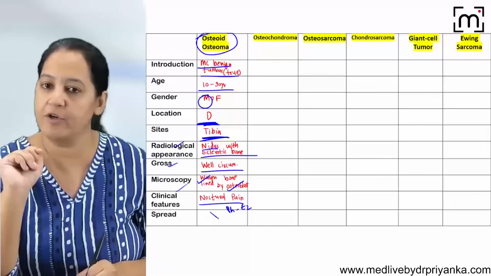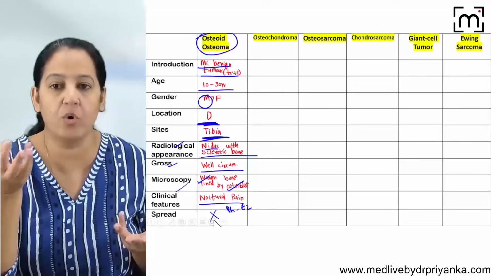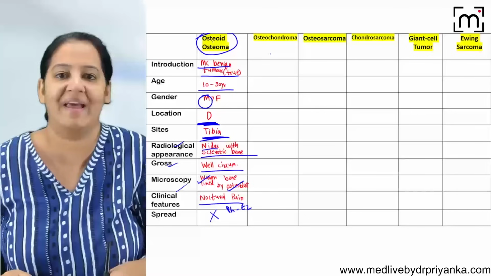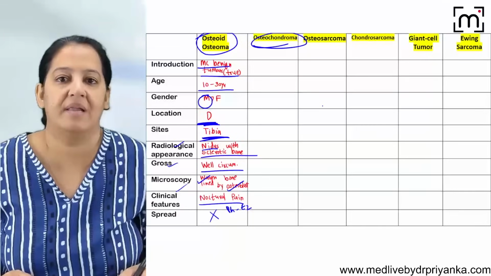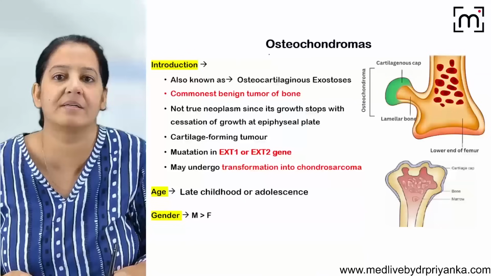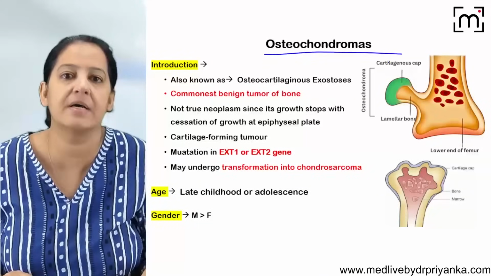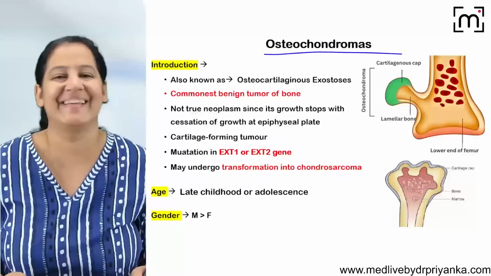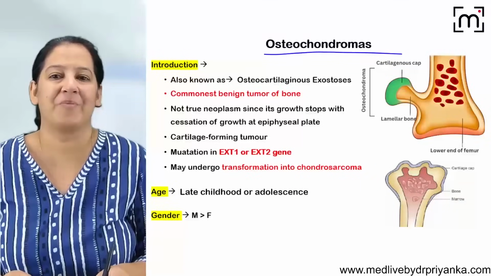Since it is not a malignant tumor, there is nothing about the spread. So coming on the next tumor. The next tumor we have to discuss is osteochondroma. Let's start osteochondroma.